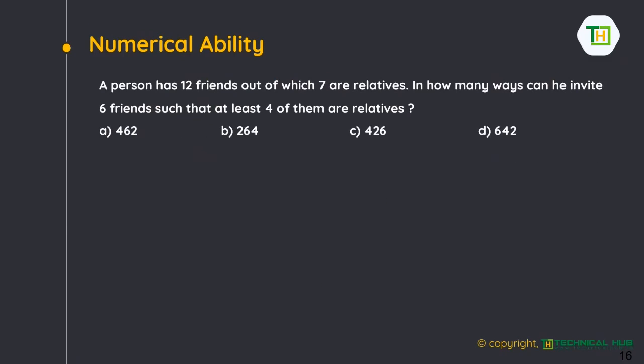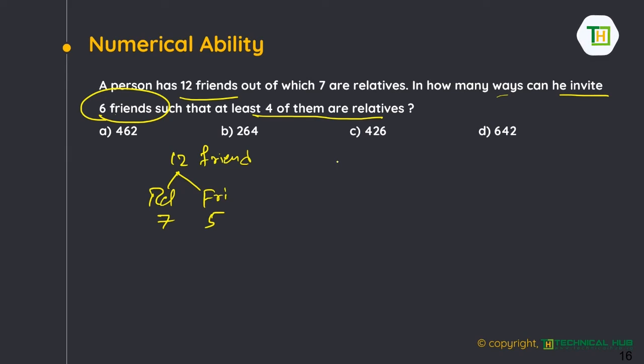Next question. A person has 12 friends, out of which 7 are relatives. Relatives, 7 members, and only friends, those are the remaining 5. In these 12 members, relatives are 7 and friends are 5 members. And now the question he's asking is, in how many ways can he invite 6 friends such that at least 4 of them are relatives? Here, in total he needs to invite 6 members and the condition is at least 4.